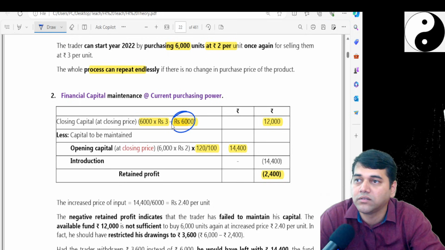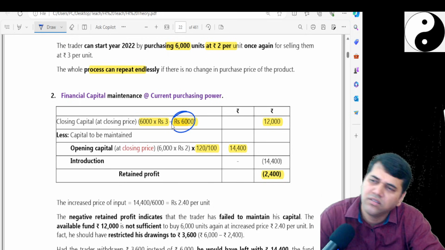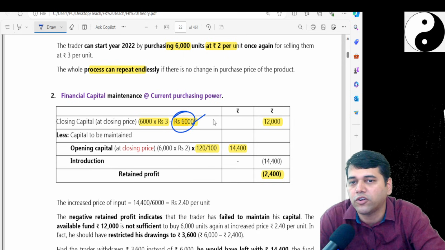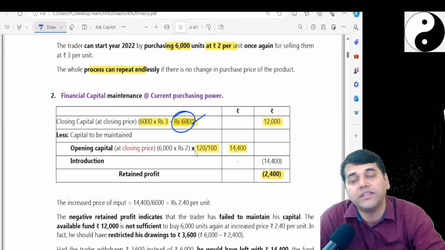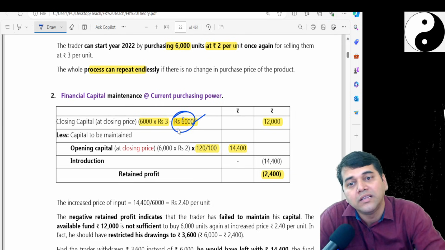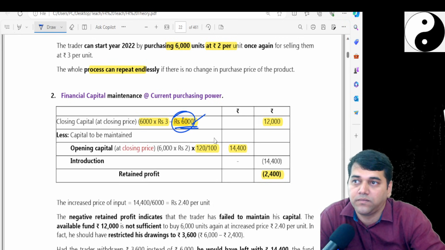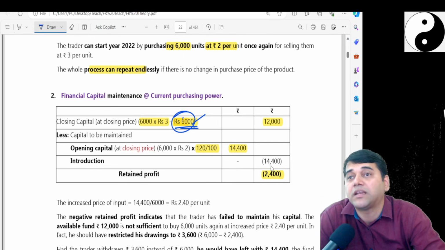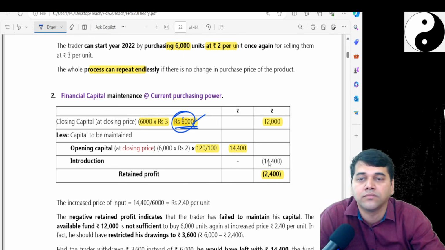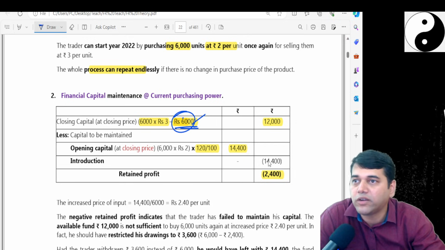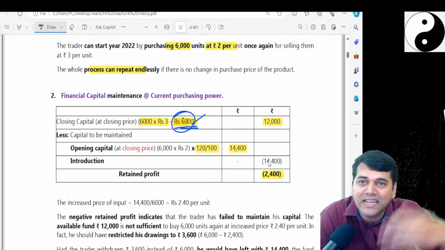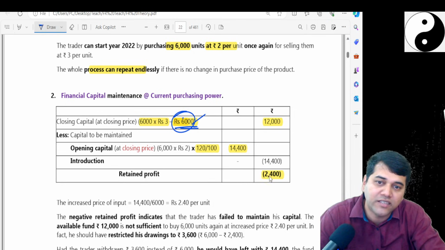Which one? 31st, whatever it is. We are assuming that this is withdrawn on 31st. So what I should have done, when inflation plays a role in my business, is limit my withdrawals to maintain the capital. Otherwise, what happens? Next year my business starts to fall. I don't have sufficient resources to buy again to sell. That means this endless process doesn't work, and this continues.